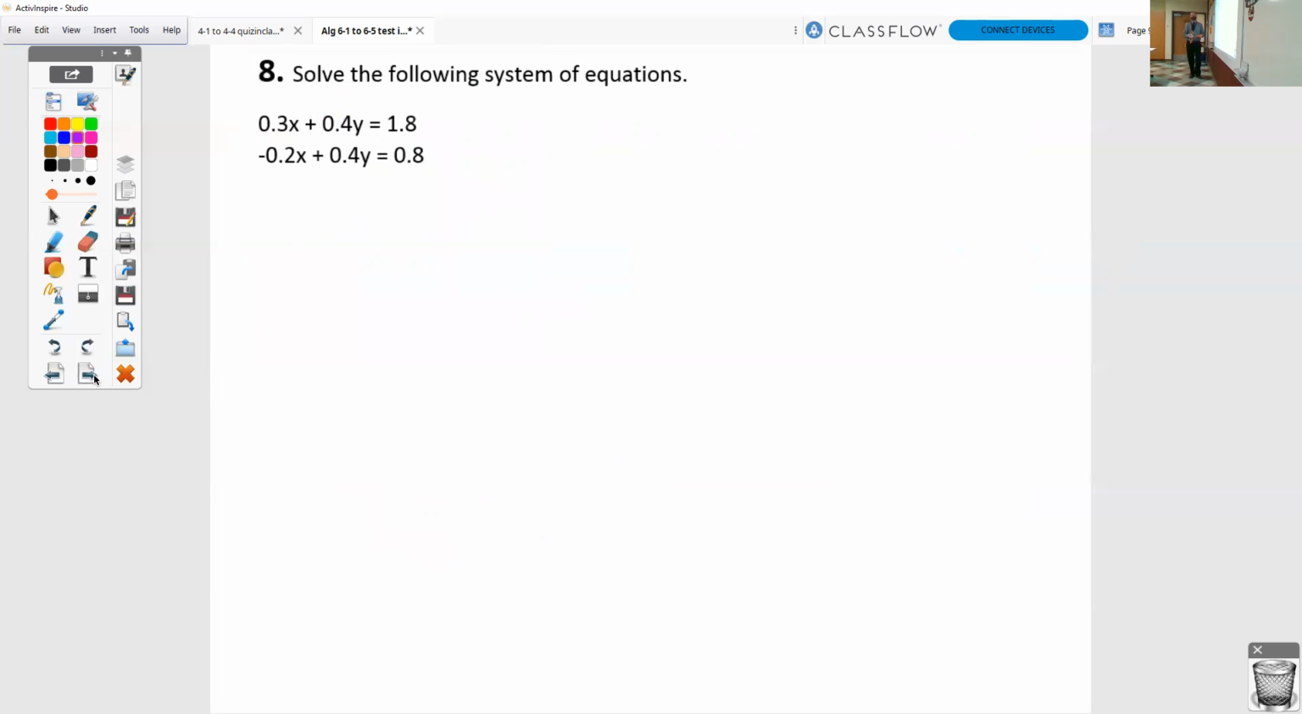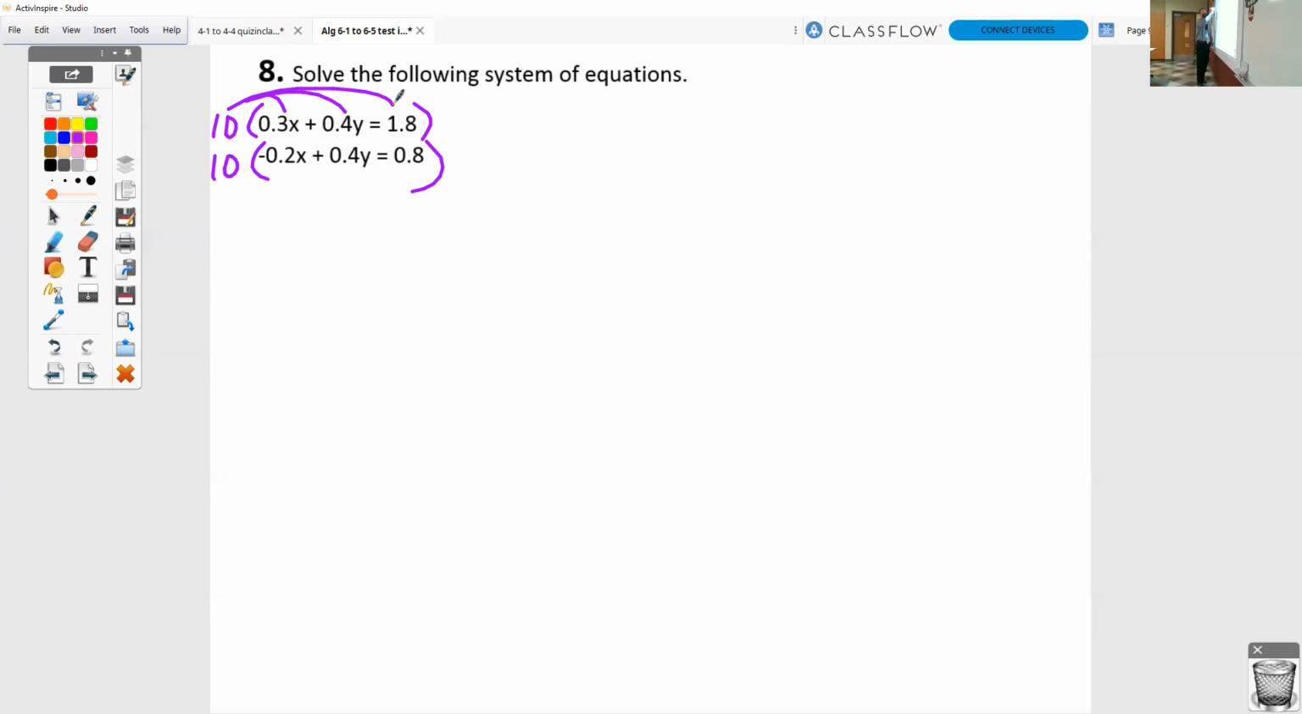Take a look at question number 8. If you like working with decimals, are these decimals pretty easy to work with? Yes. You have a positive 0.4 and a positive 0.4. What's the opposite of 0.4? Negative 0.4. You could, if you wanted to, choose to multiply the top equation by -1 to make opposites. You could, if you wanted to, choose to multiply the bottom equation by -1 to make opposites. If you want to get rid of the decimals altogether, what would you have to multiply by since they all have one decimal place? Tens.